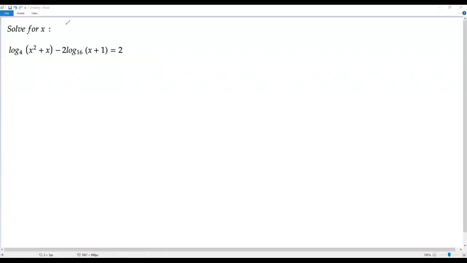Here we have a problem on logarithms. That is, we have to solve for x in the given logarithmic equation. Okay, now let me start solving. Let me write the first term. That is log base 4 of x square plus x.